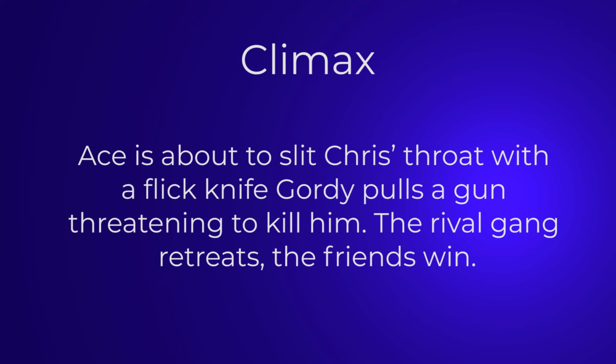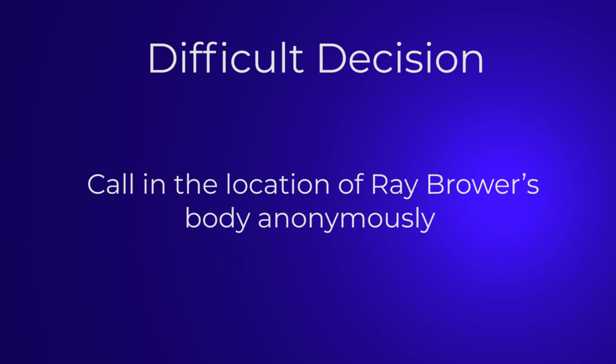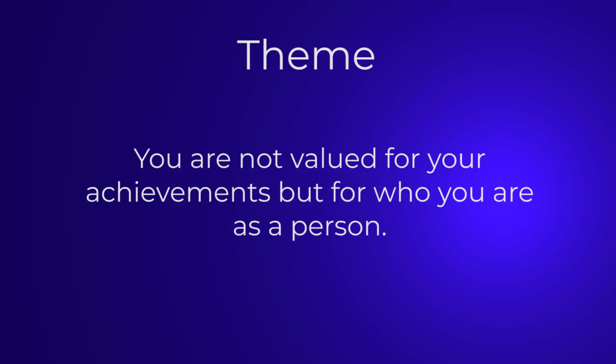They have found the body, but the experience has changed Gordy. He has matured and makes a difficult decision to call in the location of Ray Brower's body, but anonymously. So Gordy has learnt that becoming famous off the death of a fellow teenager isn't the right way to gain the value they seek. This learning arc with the character is crucial in a coming-of-age story, so this is where they mature through the difficulties of the story. From the climax of this story, the theme is you are not valued for your achievements, but for who you are as a person.